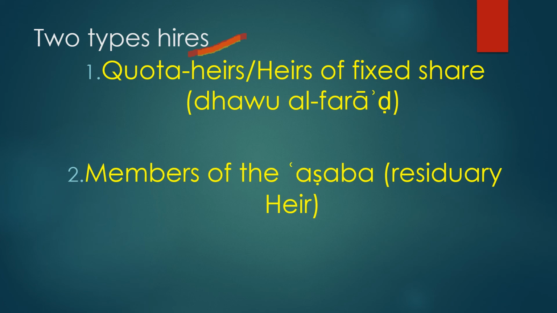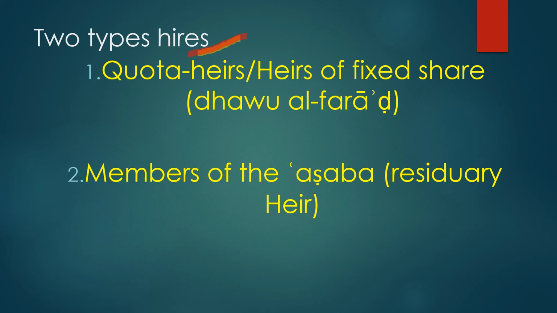So we will give 1/2 to the one daughter, and 1/8 to the wife of that dead person, and his full brother will inherit all the remaining property. That is the residuary heir, the heir of the remaining property. There is no fixed share for the full brother; you will learn that in detail in the coming classes.